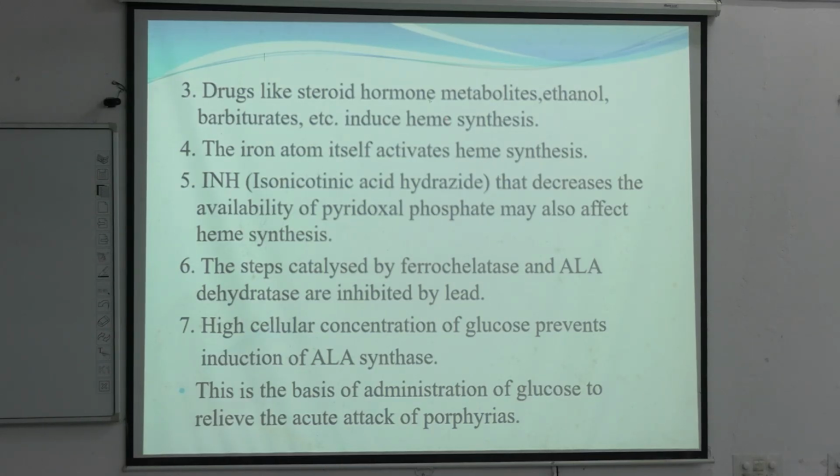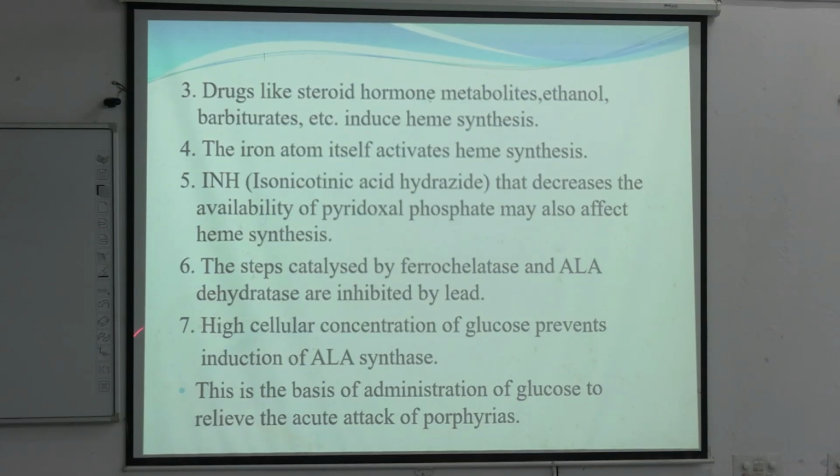So when giving isoniazid, extra pyridoxal phosphate or pyridoxine should be given. Okay. Next, the steps catalyzed by ferrochelatase and ALA dehydratase are inhibited by lead. I told you that the ALA dehydratase enzyme was inhibited by lead and ferrochelatase is also inhibited by lead. So if in the whole pathway these two enzymes are inhibited by something else, the whole pathway will get compromised.